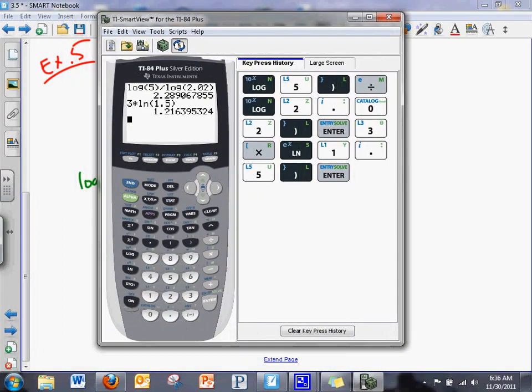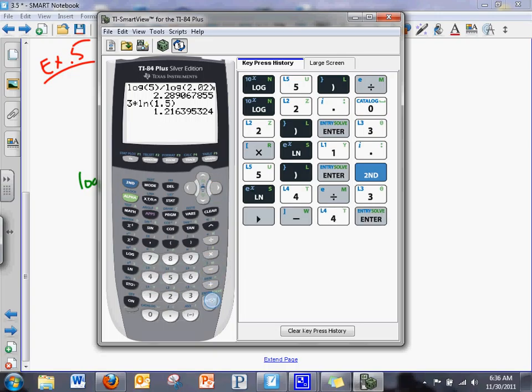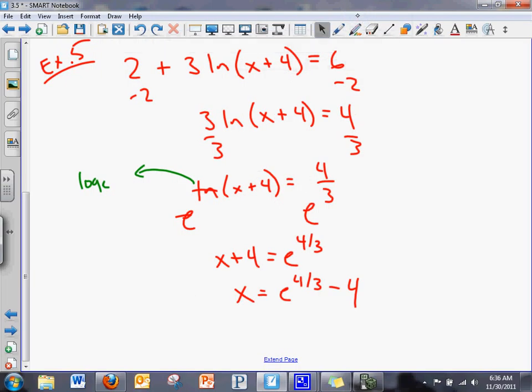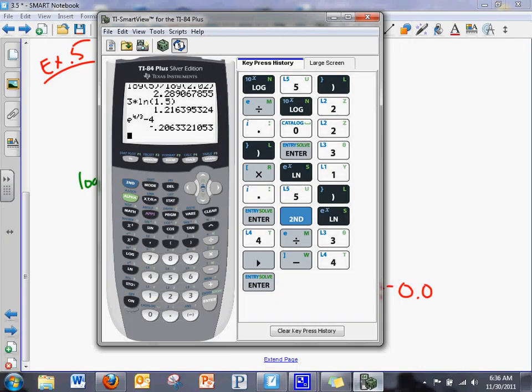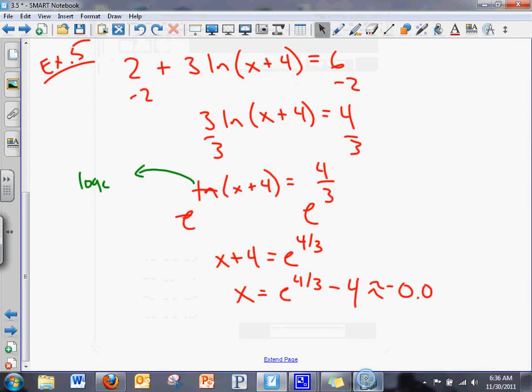Alright, so e is second natural log. E to the 4/3, minus 4. Negative 2.063. Alright, there we go. It's approximately negative 2.063.